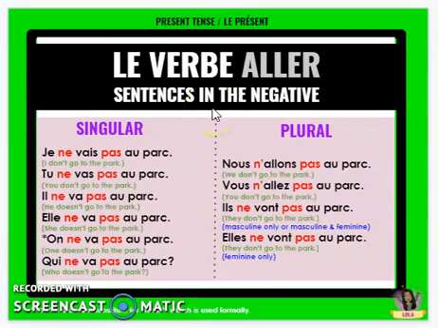We have sentences in the negative. So again, I've just added au parc, which means to the park. Je ne vais pas au parc, tu ne vas pas au parc, il ne va pas au parc, elle ne va pas au parc, on ne va pas au parc, qui ne va pas au parc, nous n'allons pas au parc, vous n'allez pas au parc, ils ne vont pas au parc, elles ne vont pas au parc.